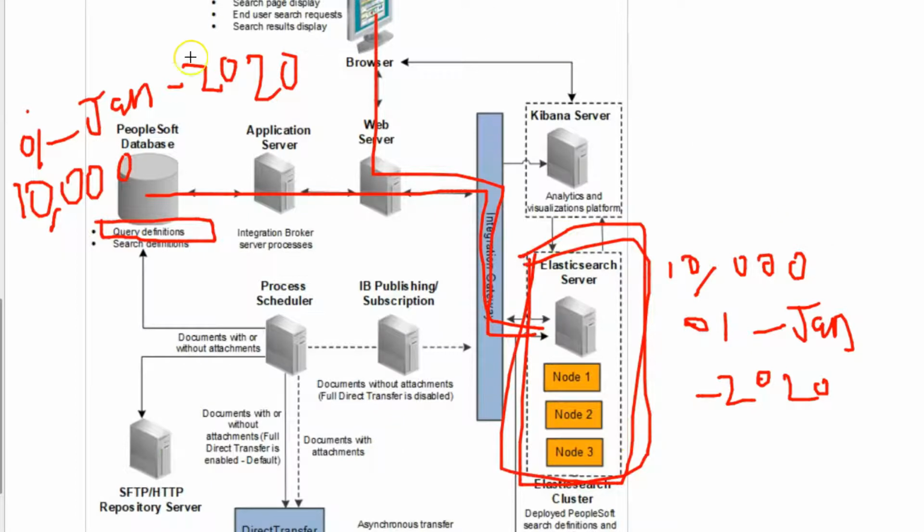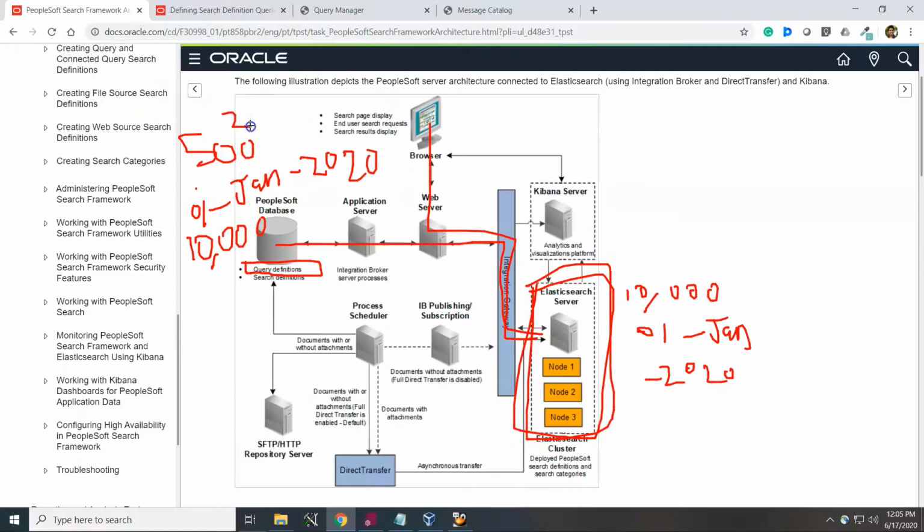For example, in February there are 500 more message catalog entries that were added and 200 were updated. Instead of resending the entire 10,500 rows of data from PeopleSoft to Elasticsearch, definitely it makes sense to send only those 700 rows of data, right? That's where last update date time will come into the picture. How can the Elasticsearch server identify those 700 rows? The answer is last update date time.